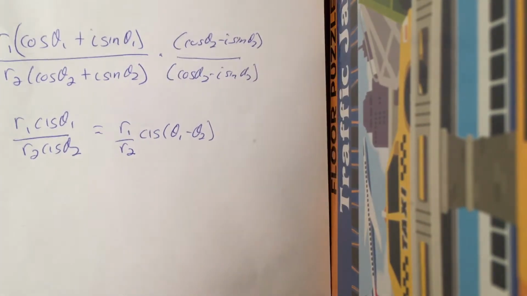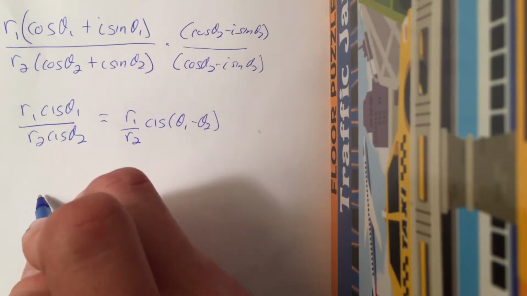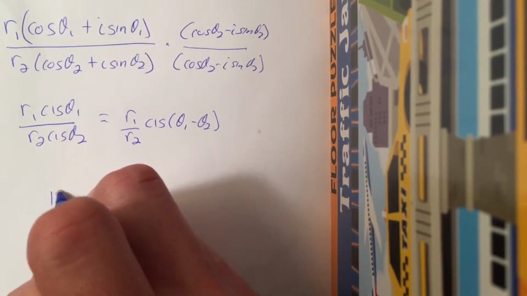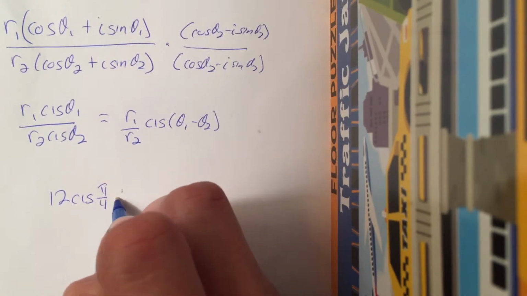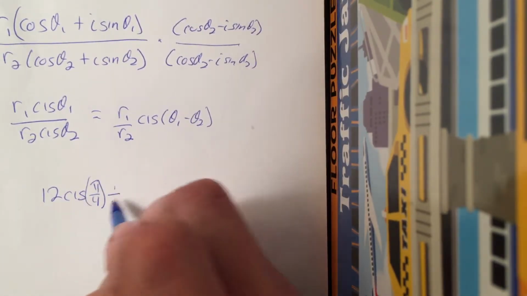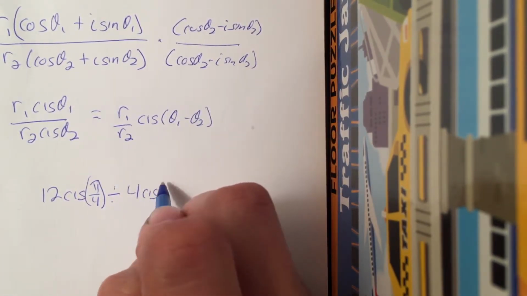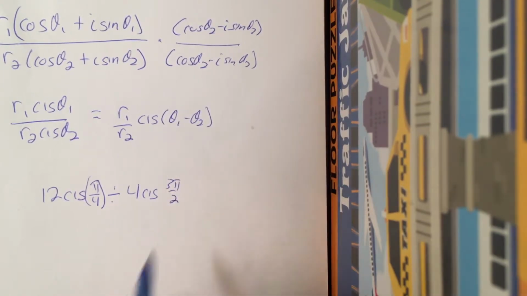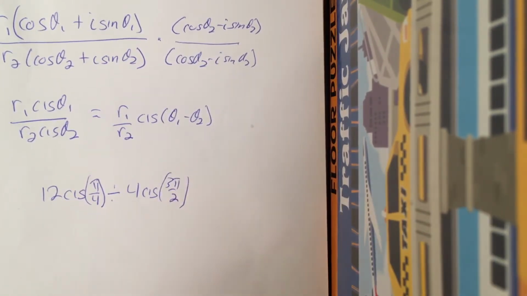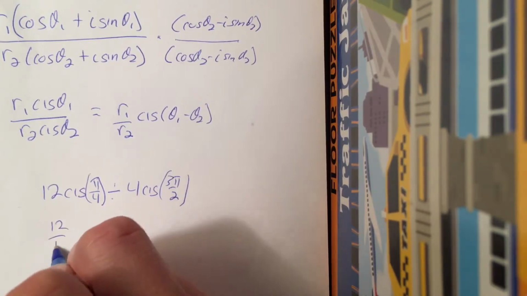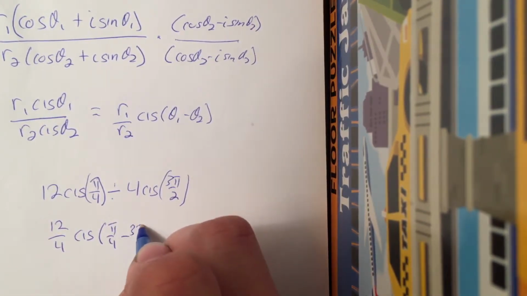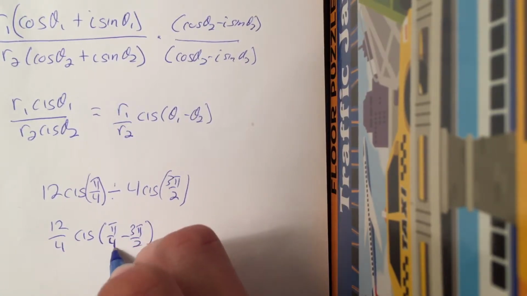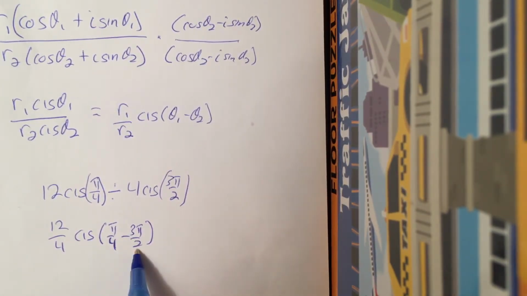So let's go ahead and try it. Let's say that I have 12 cis pi over 4, and I'm going to divide by 4 cis 3 pi over 2. This is actually going to become very easy. 12 over 4 cis pi over 4 minus 3 pi over 2. So divide and subtract the angles.